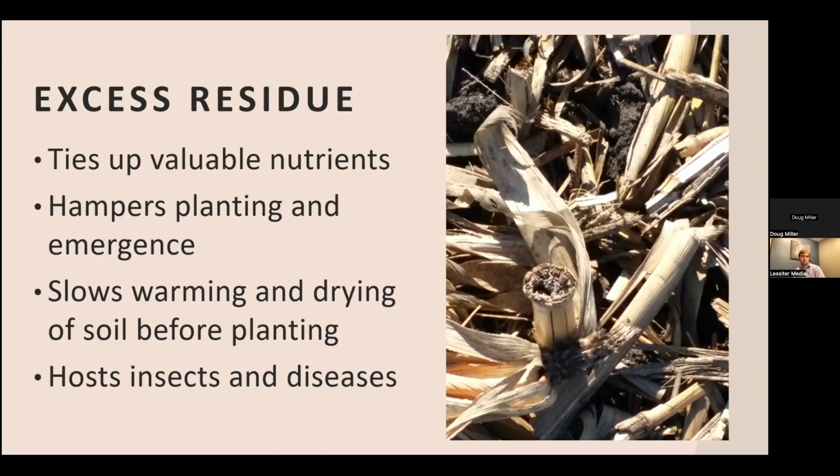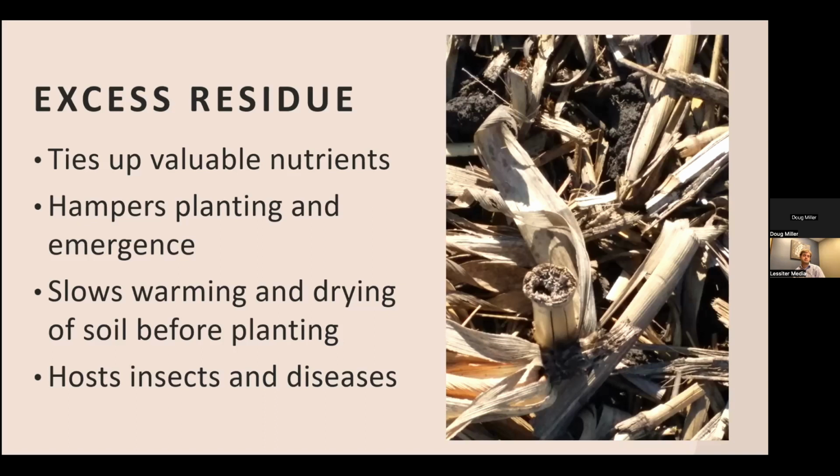And then small grain residues are even worth more, usually about $7 or $8 a ton more than corn residue because of the higher potash content. So if you can recycle those things, that's to your benefit. Getting rid of that excess residue is also going to reduce problems with planting and emergence issues. And the one we hear most commonly is that residue can slow warming and drying of soils in the spring. It's going to push back your planting dates unless you can get rid of it.